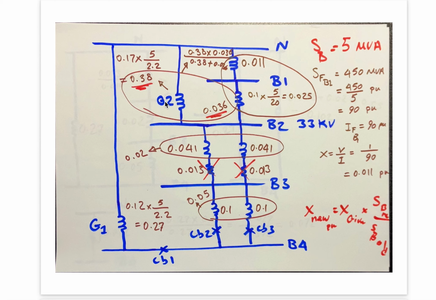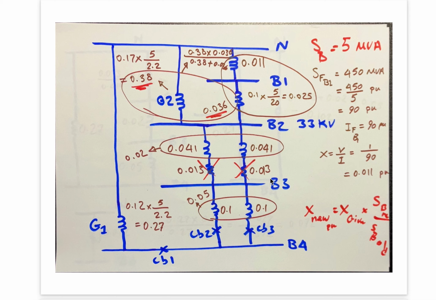It doesn't matter if that generator is drawn upside down or the other way. The only important thing is to look at which side of the transformer is connected to which bus. We see G2 from one side is connected to B2 and from the other side is connected to N. It's not actually drawn in the single line diagram, but here in the reactance diagram you need to draw this one.